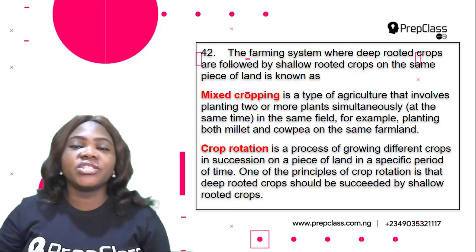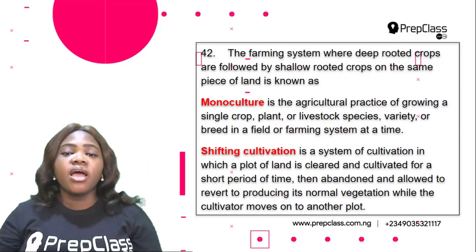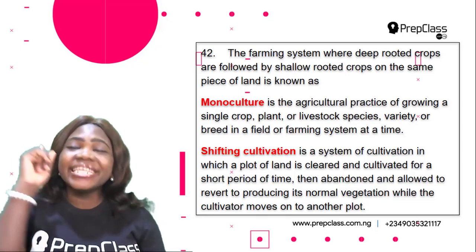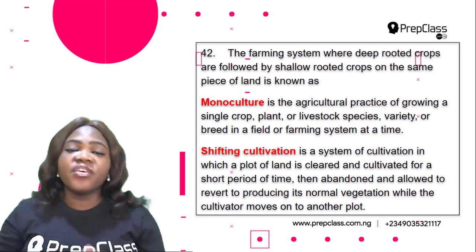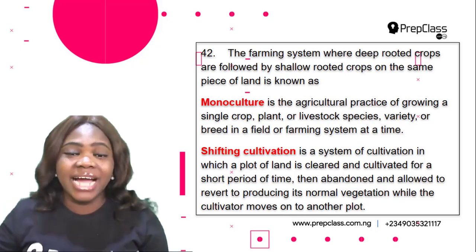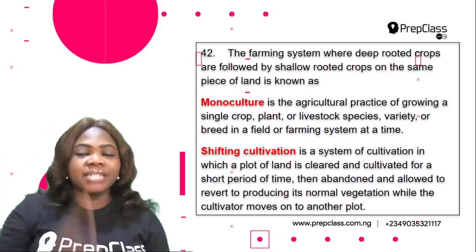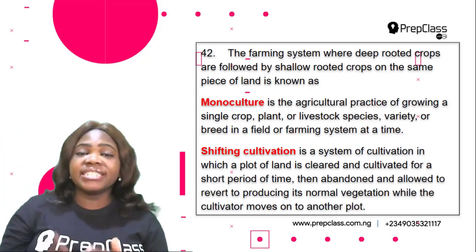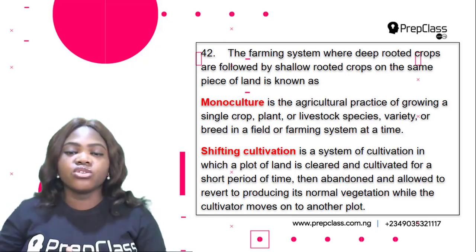But before we go ahead to choose the option, let's find out the meaning of the remaining options. Monoculture is the agricultural practice of growing a single crop, plant, or livestock species, variety, or breed in a field or farming system at a time. So the growing of just one crop or one plant or the rearing of just one livestock species, variety, or breed in a field is monoculture.